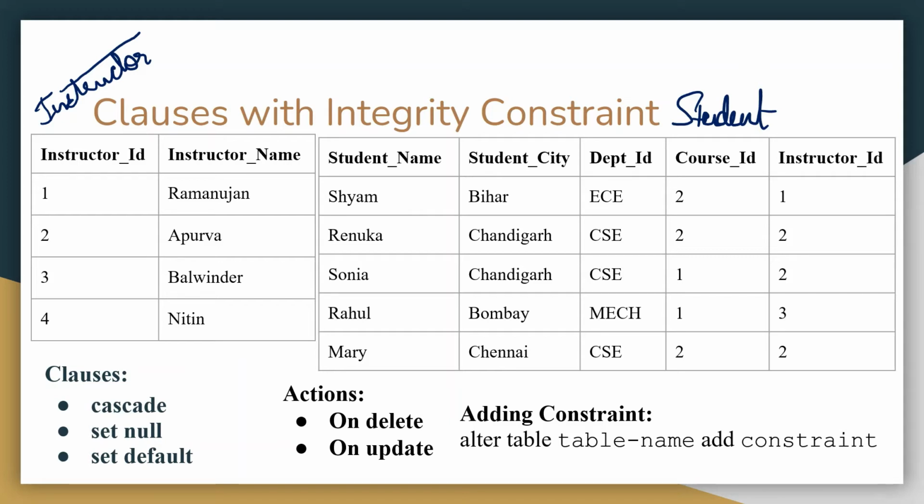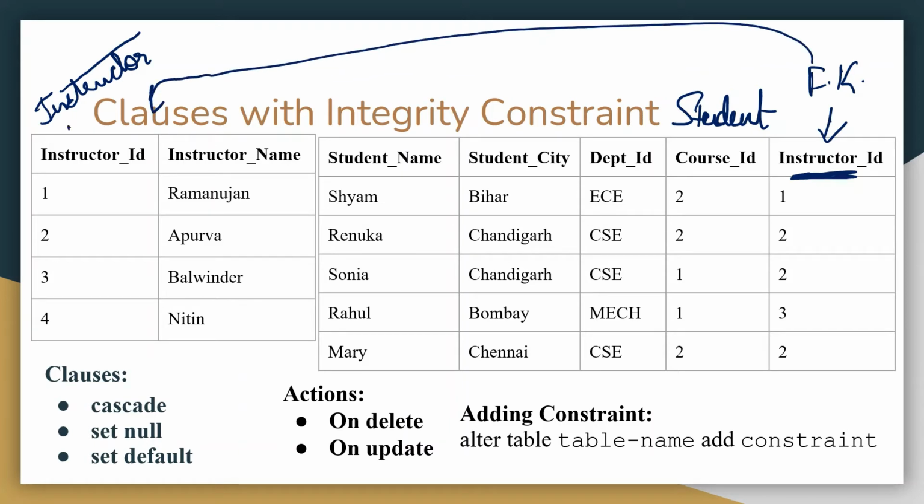Clearly we can see that instructor ID in the student relation is a foreign key which is referencing the primary key instructor ID in the instructor relation. Now let's suppose I perform a delete operation in the student table, or let's say I perform a delete operation in the instructor table, then how will it affect the records present in the other table? That is what we are going to study today.